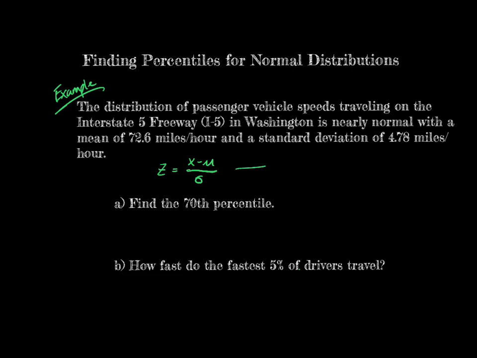Importantly for our example here, we're actually going to want to rewrite this relationship solved for our variable x. If you have some experience in algebra, you could easily verify this. All we're going to do is multiply by the standard deviation and then add the mean. But if you don't have a lot of background in algebra, it's not a huge deal. Here it is for you. If we solve this for x, we get x equals mu, our mean, plus z times our standard deviation. This is the relationship we're going to need to use in this example.